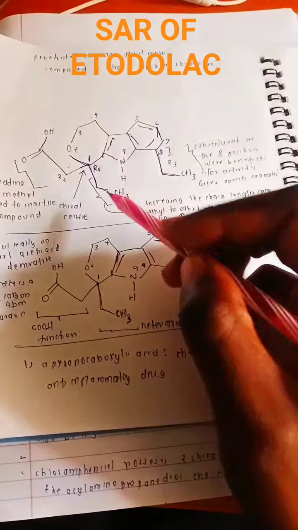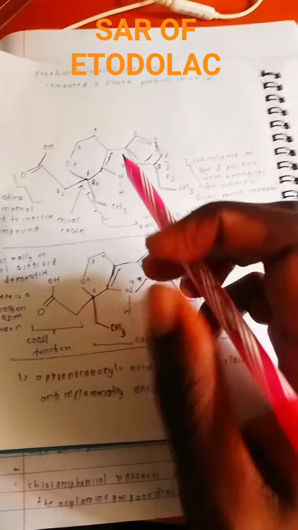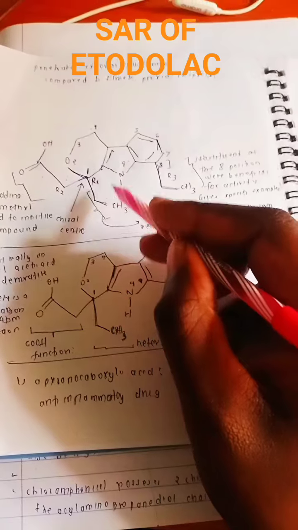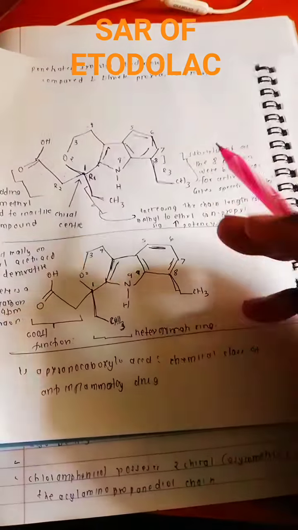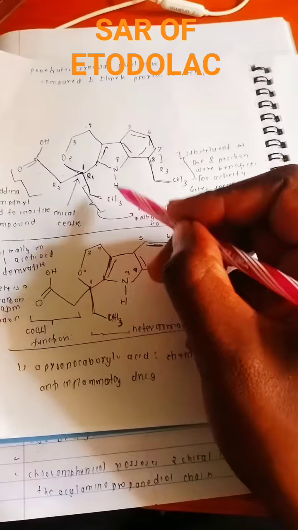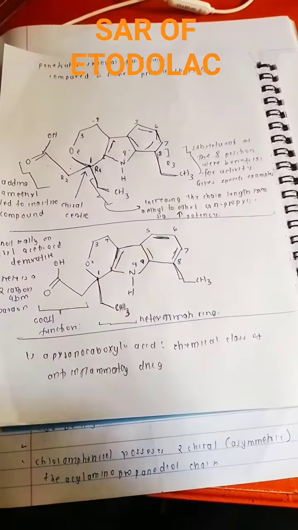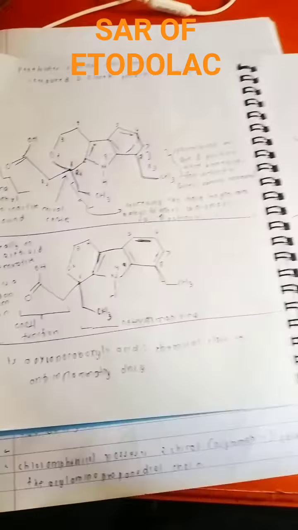At this position R1 is also very important because at position R1, when we lengthen this side chain by introducing maybe an ethyl or a propyl, we make a compound that has higher potency compared to when this is only a methyl. So an ethyl or a propyl is about 20 times more potent than when this is just a methyl.